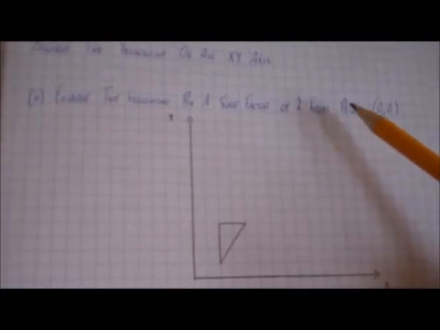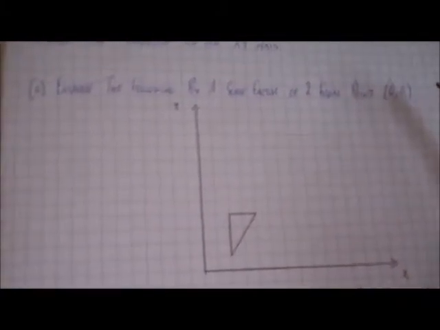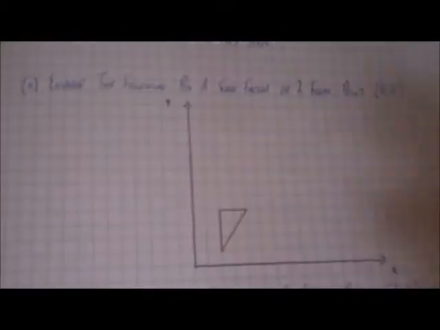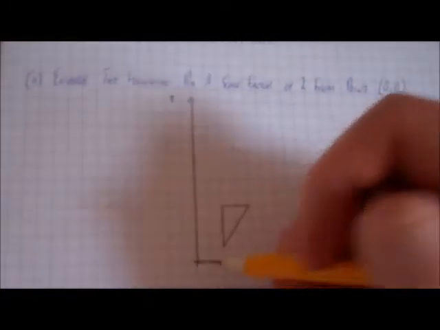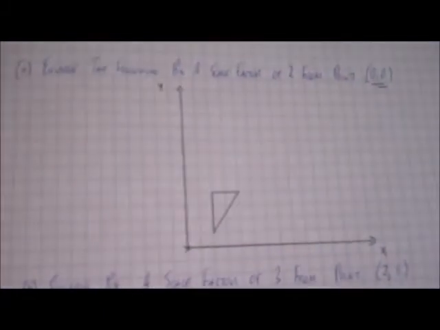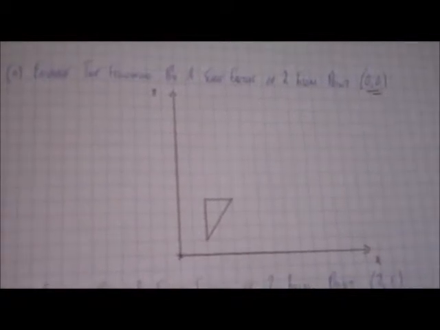It now gives us a centre of enlargement, which tells us where we are going to enlarge from. This says the point is 0, 0. So firstly I'm going to mark the point 0, 0 on my diagram. Then, again, what I try and do is very, very simple: all I do is count boxes.